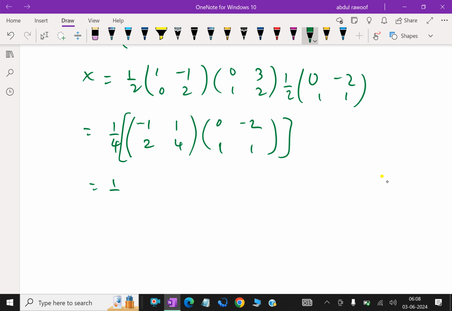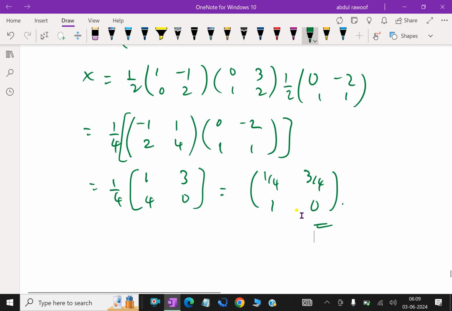Equals 1 by 4. Here minus 1 into 0 is 0, 1 into 1 is 1, 0 plus 1 is 1. Minus 1 into minus 2 is 2, 1 plus 1 is 2, plus 1 is 3. Then 2 into 0 is 0, 4 into 1 is 4. Then minus 4 plus 4, 0. Multiply 1 by 4 throughout: 1 by 4, 3 by 4, 4 over 4 is 1, and 0. So we got this result: [1/4 3/4; 1 0].